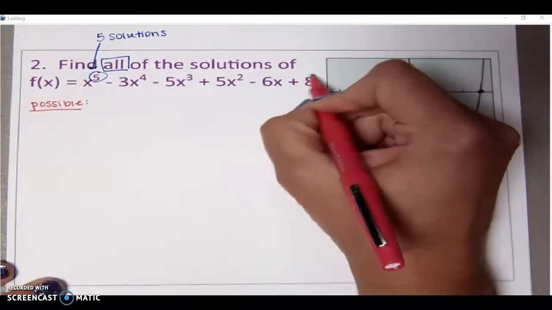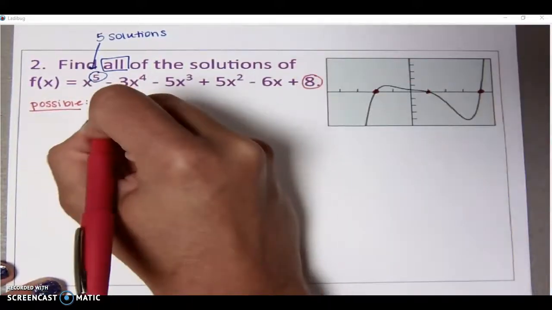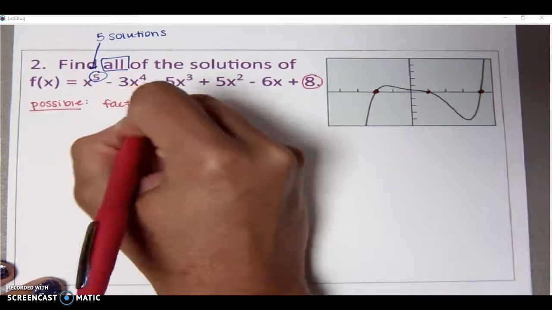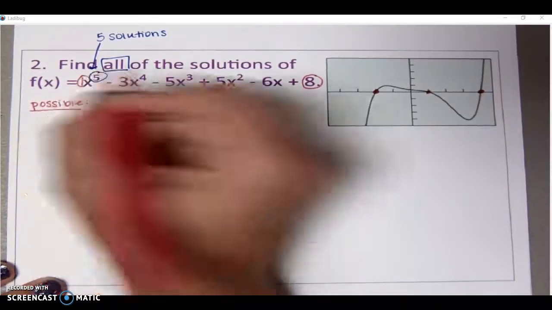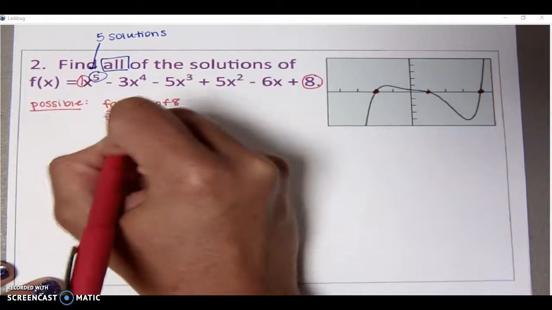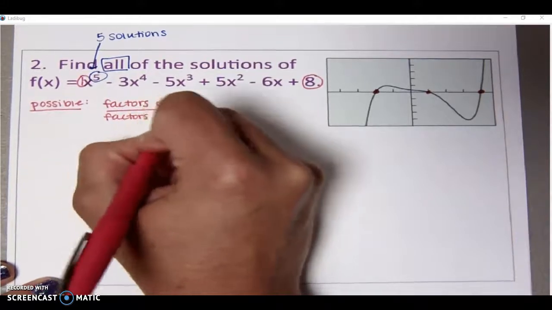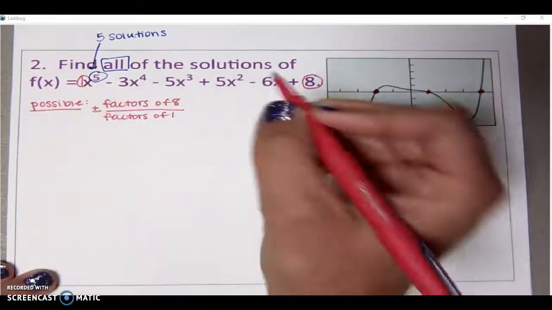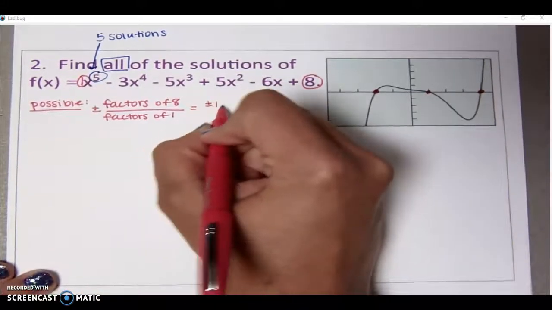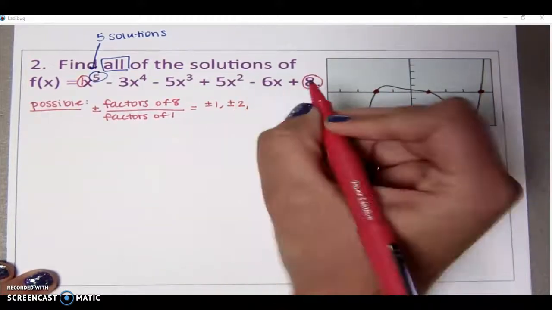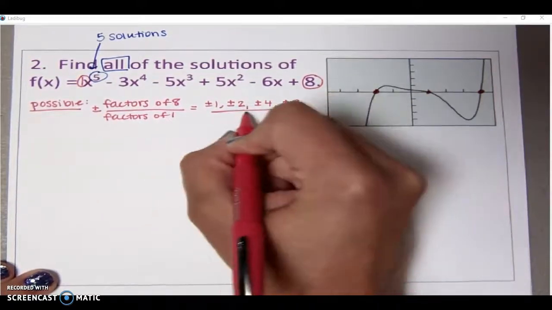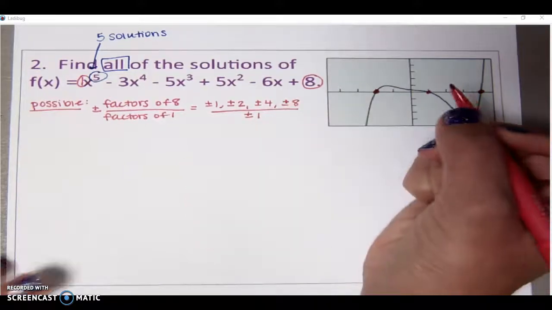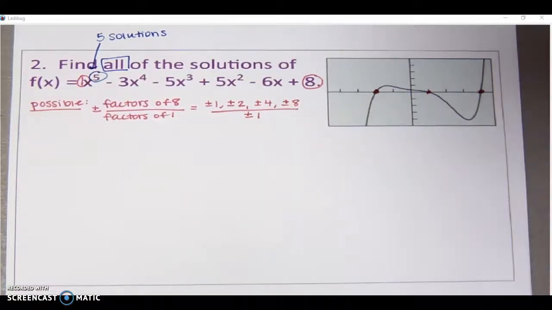If you remember, you take the factors of this last number here, so factors of 8, over the factors of the leading coefficient, there's just a 1 out front here, so factors of 1. And it's positive and negative. So we have plus or minus 1, plus or minus 2, plus or minus 4, and plus or minus 8, all over plus or minus 1. So really, positive or negative 1, 2, 4, 8. Those are our possible factors.